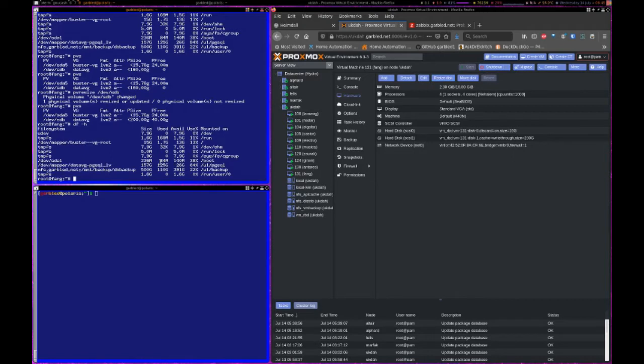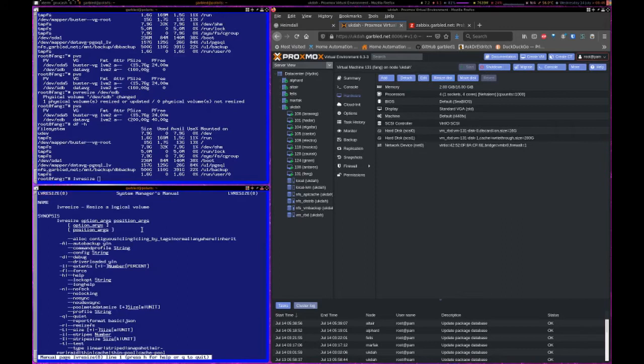So we will run LV resize. And if we look at LV resize, there are two options we care about. First one is the -L. This allows us to give our new size in percentages, which is much easier to do for this. The other one we want is the resize FS option, because that will automatically grow it so we don't have to run the separate command.